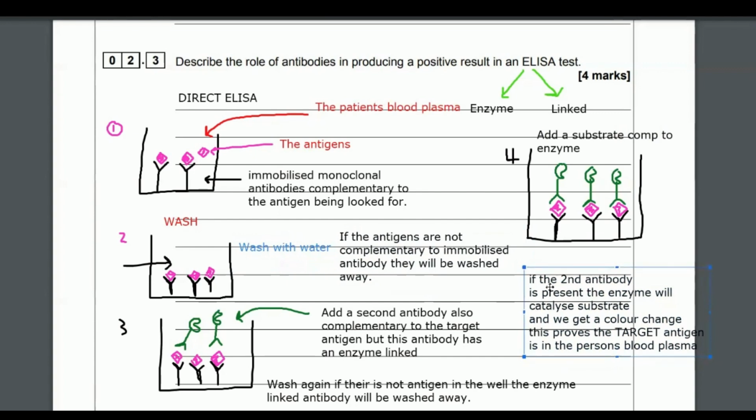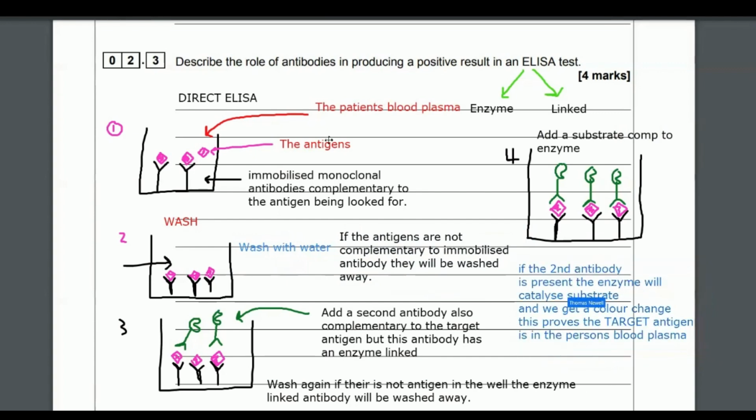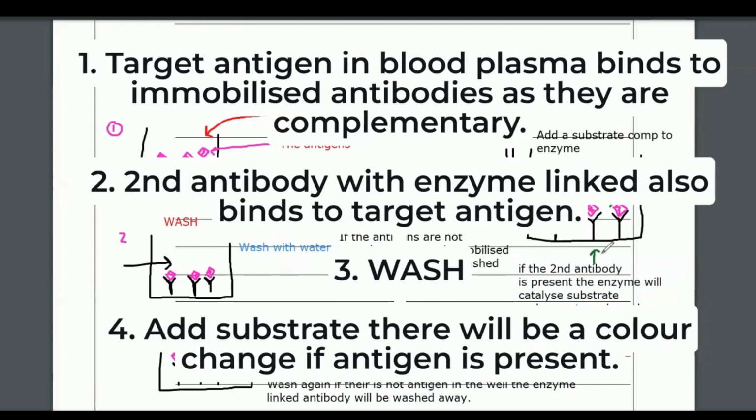So I'm going to summarize this direct ELISA test into just 4 key bullet points. So summarizing the stages of the direct ELISA test. Number 1, the target antigen is going to be added from the patient's blood, if present, to the immobilized antibodies. Because they're complementary, they're going to bind together. Step 2, the second antibody is added with the enzyme link. This will also bind to the target antigen.